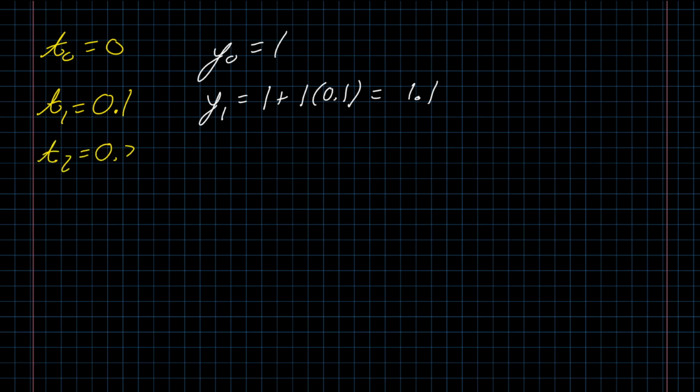Then get our next time step. t2 is going to be 0.2. And y2 is going to be our y1, which is 1.1, plus, plug in t equals 0.1 and y equals 1.1 into the right-hand side of the function. So 2 times 1.1 is 2.2, minus 1, which is 1.2. Multiply that by 0.1, and you get 1.22 as our result here.